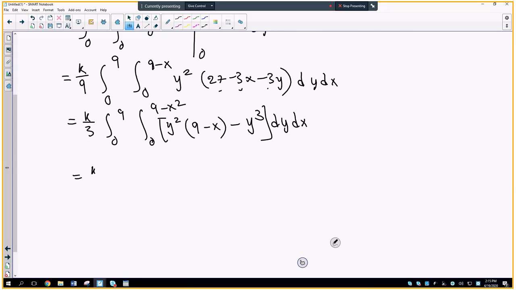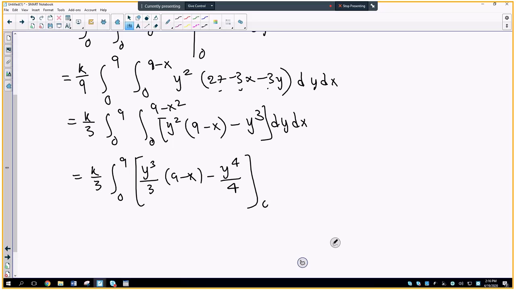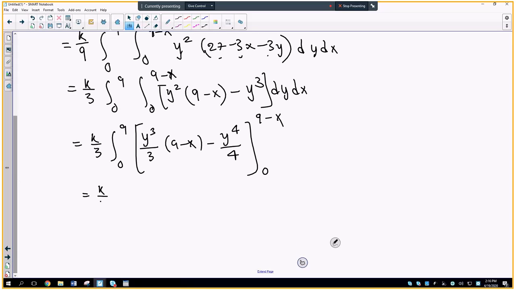So I get k over 3, integration 0 to 9, and as I promised, we will do the antiderivative with respect to y now. So we get y to the power 3 over 3 times 9 minus x, minus y to the power 4 over 4. And don't forget, your limits this time are 0 to 9 minus x. Now we are going to put in the limits for y, and we will get k over 3, integration 0 to 9, 9 minus x whole to the power 4 over 3 minus 9 minus x whole to the power 4 over 4.